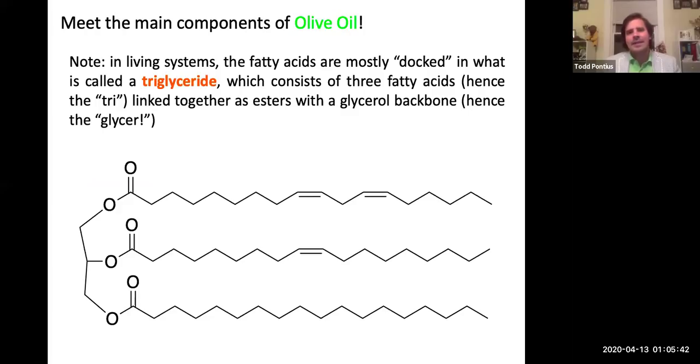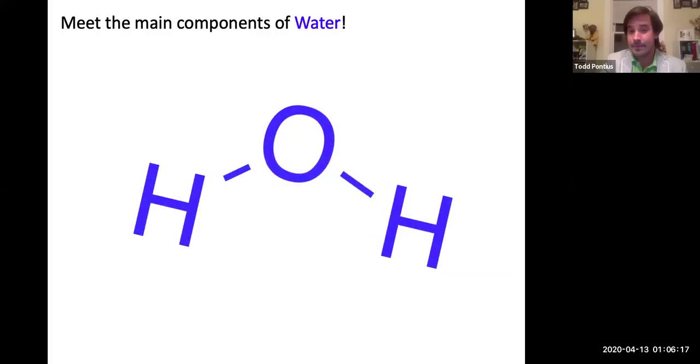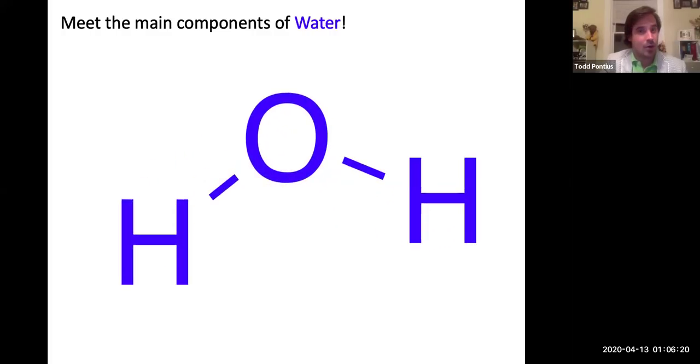So just as a note, in living systems, these fatty acids generally dock themselves in this thing called a triglyceride. It's called that because, well, the glycer comes from the fact that there's this glycerol head. It's basically holding together these three chains. So tri comes from the fact that there's three fatty acids held together through this glycerol head group. So just in general, this is how usually these fats are found in animals and plants, etc. Now, let's meet the main component of water. Yes, H2O. Excellent.